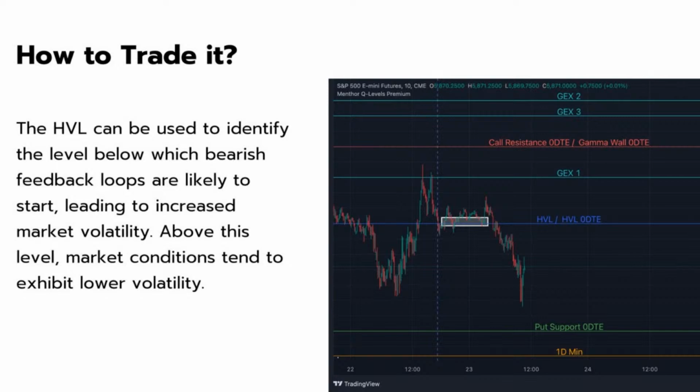This was from this morning. I took it this morning before the presentation. We see that at the beginning of the day, the price stays pinned at the high vol level, 0 DTE, and then we see a break, and that's when the volatility kicks in, and we see a strong move to the downside. This was taken this morning. We're going to go into the chart in a second as well.